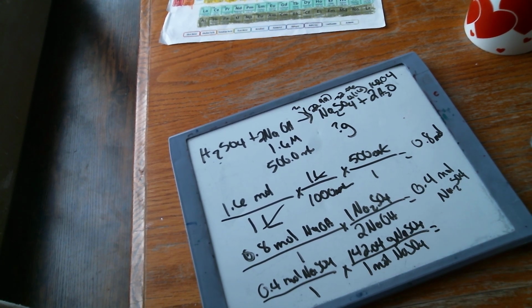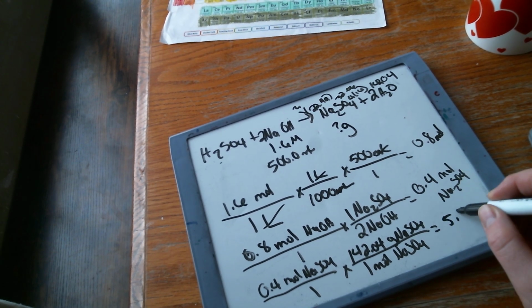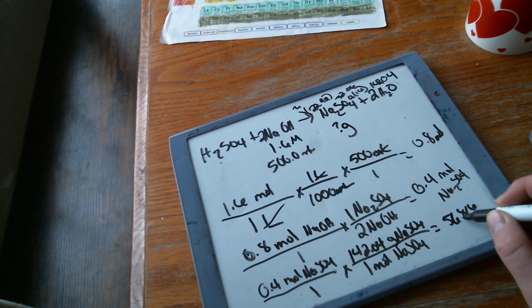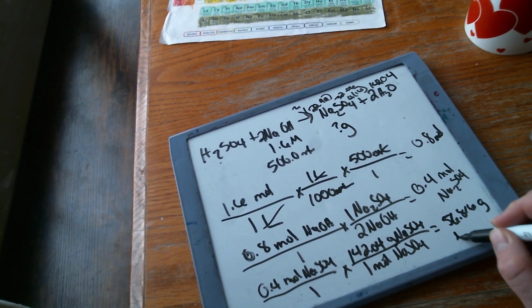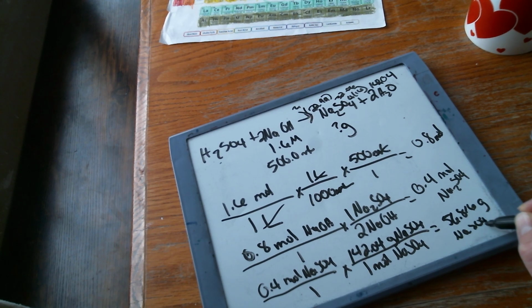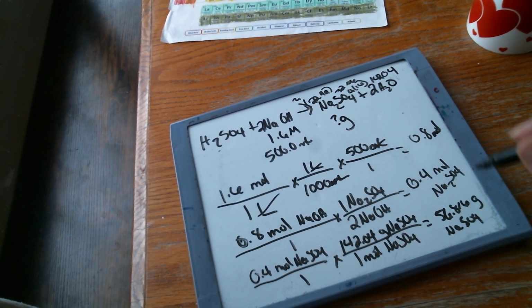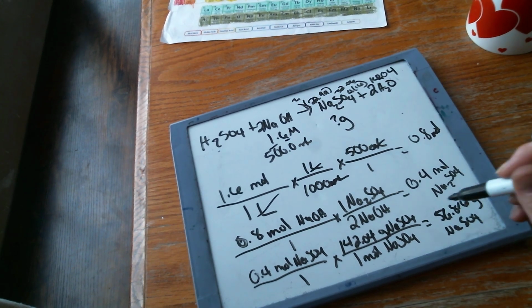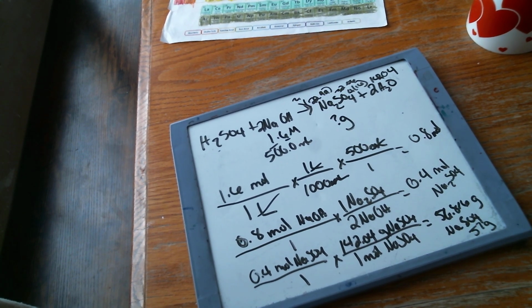And so from there, you should be able to get your grams, which is 56.816 grams Na2SO4. And of course, right here's our molarity, so we only get to use 2 significant figures, so it should be 57 grams of Na2SO4.